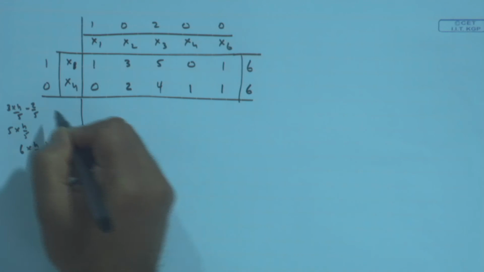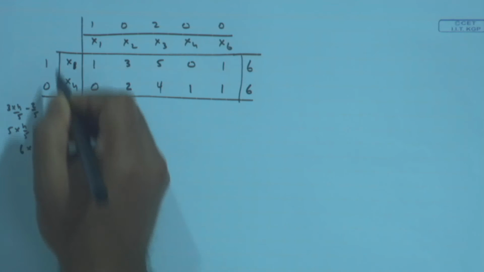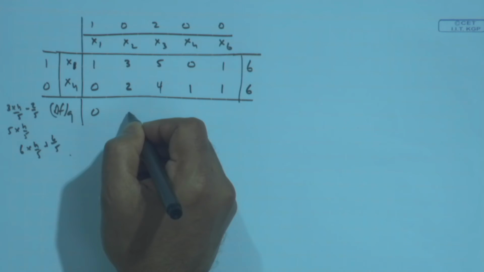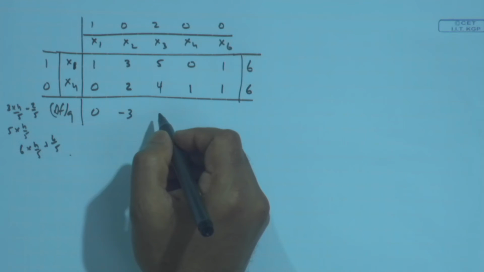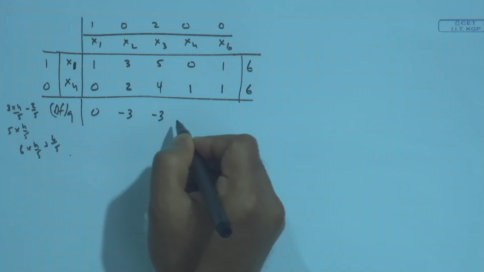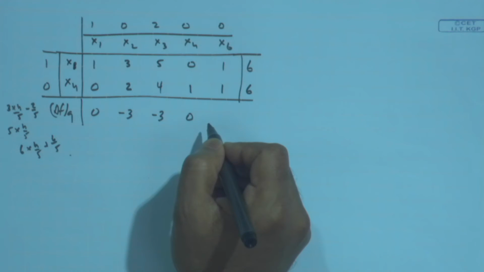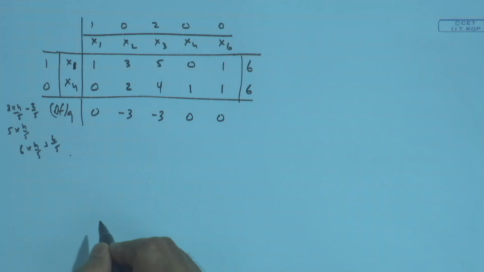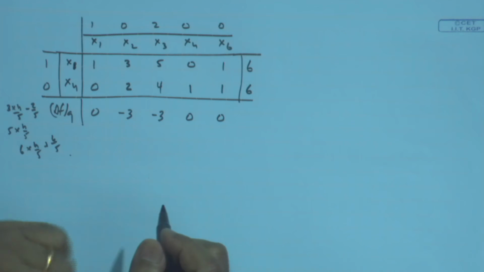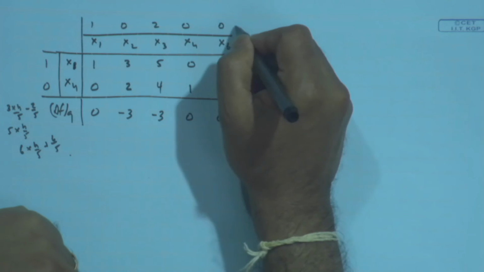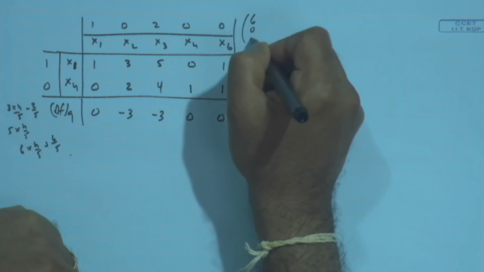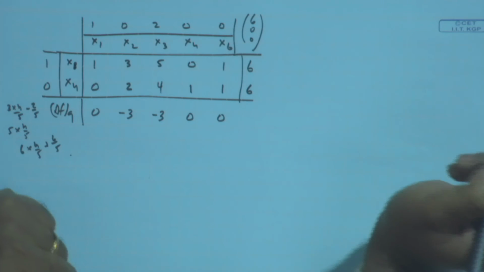Okay? So now let's compute del FQ. 0, minus 3, 2 minus 3, 0, 0. So everything is negative. So this will be the optimum, right? Now what is the value here? What is the point here? 6, 0, 0. Okay.